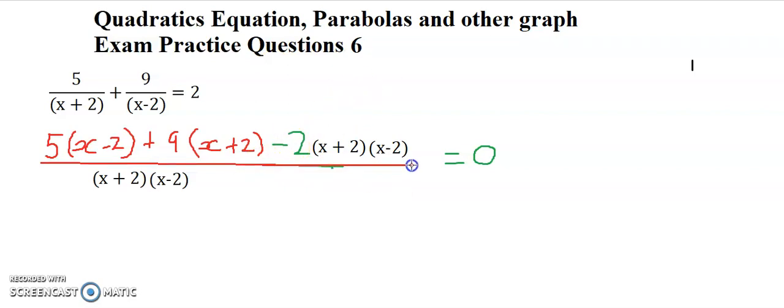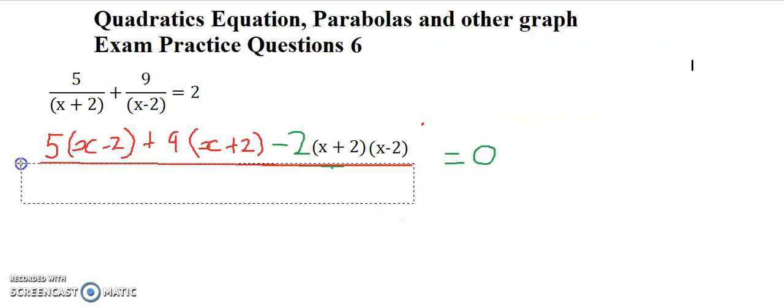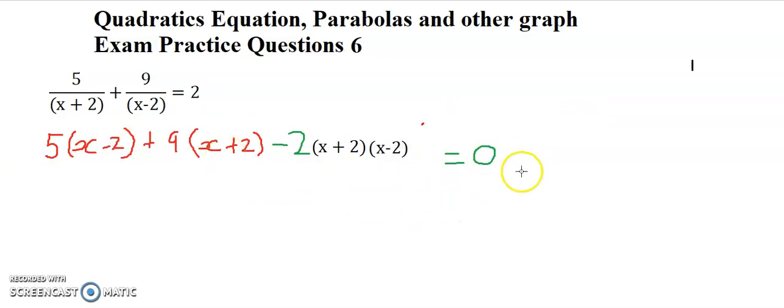Now, to get rid of the fraction, I need to times both sides by x plus 2 and x minus 2. So if I times this side by x plus 2, because I'm already dividing, it just cancels out. If I times 0 by x plus 2, x minus 2, well, 0 times anything is 0, so it stays as 0. But it just gets the fraction gone.